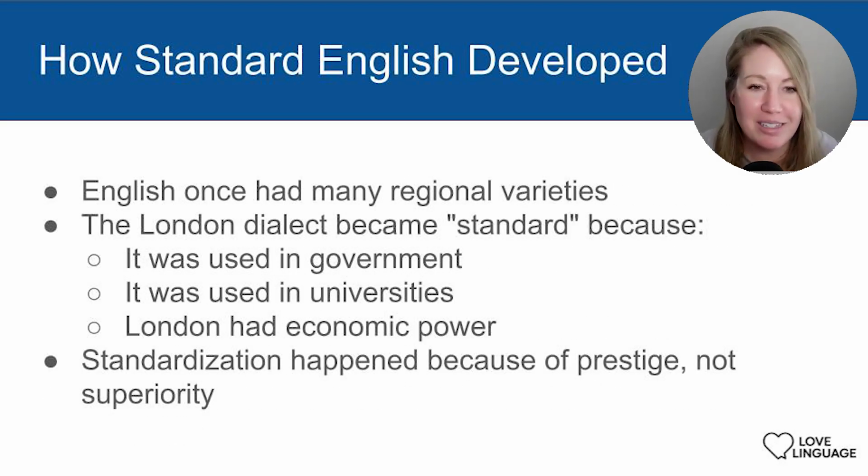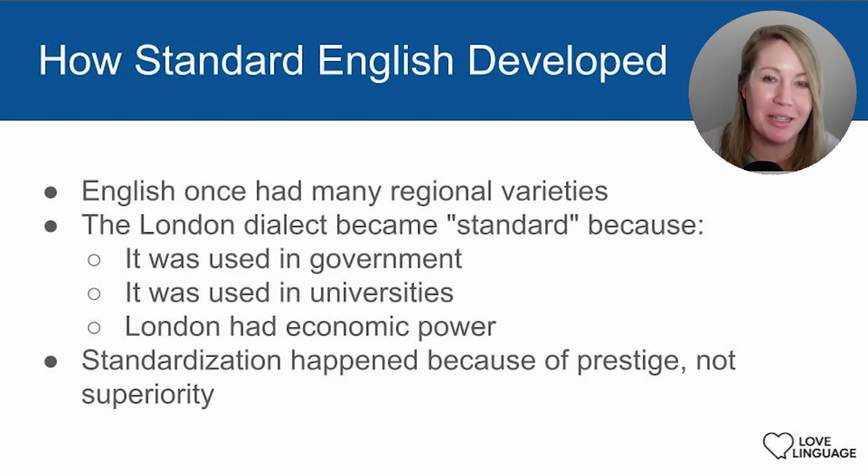So let's now talk about standardization. We talked about this a minute ago, but at one point, English wasn't a single unified language. There were many different regional varieties that could differ quite a bit from each other. So the question becomes, how did one variety become standard? And the answer is that it wasn't established as standard because it was the better variety. It was that it was associated with power.